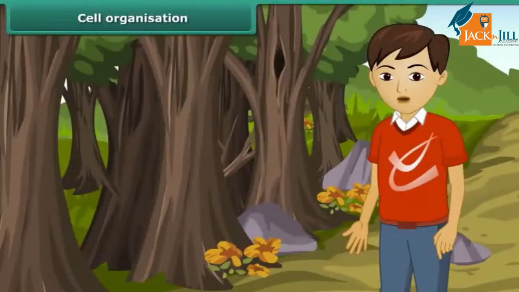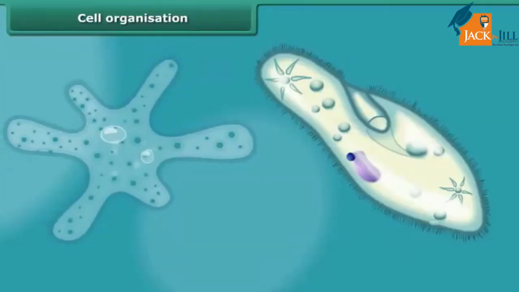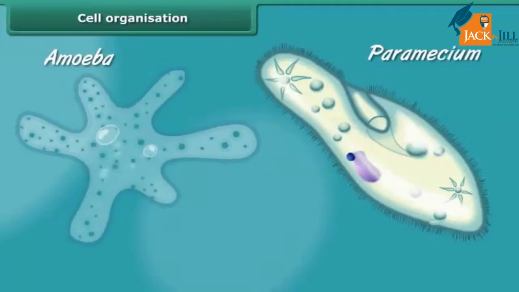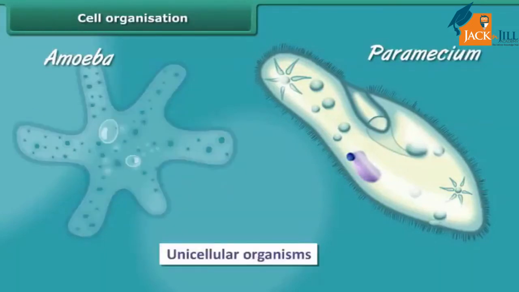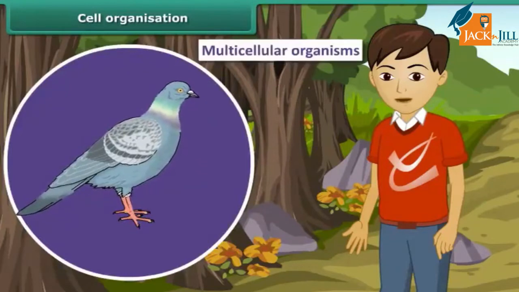All living organisms, plants or animals, are comprised of cells. They may be unicellular or multicellular, depending on the number of cells in their body. Small-size organisms like amoeba, paramecium are made up of one cell. They are called unicellular organisms. Human beings, pigeons, mango tree are made up of many cells, so they are called multicellular organisms.